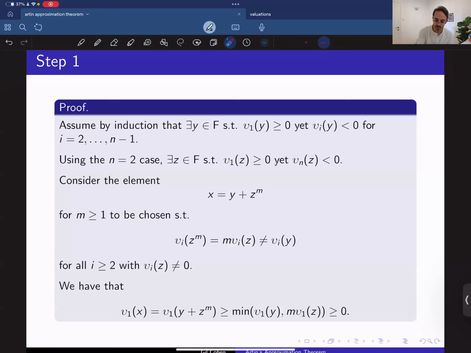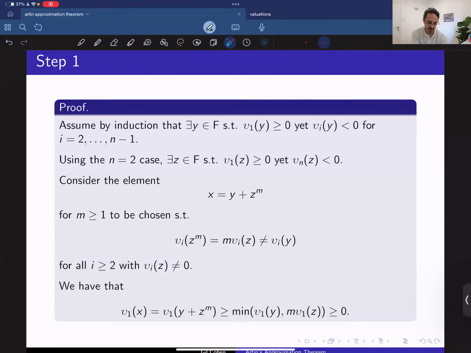And it turns out the right way of doing that is this way. So you may try Y plus Z or Y times Z, stuff like that, but the right way is this thing. So let's consider an element which is Y plus Z to the M for some M that will be chosen later on, but definitely M is going to be non-negative, like at least one.